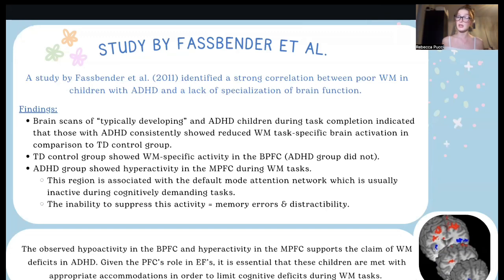The typically developing control group showed working memory specific activity in the bilateral prefrontal cortex, while those with ADHD did not. And those with ADHD actually showed hyperactivity in the medial prefrontal cortex during working memory tasks. The medial prefrontal cortex is associated with the default mode attention network, which is usually inactive during these cognitively demanding tasks. The inability to suppress this activity is associated with the memory errors and distractibility in ADHD. So the observed hypoactivity and hyperactivity supports the claim that there are working memory deficits in those with ADHD.